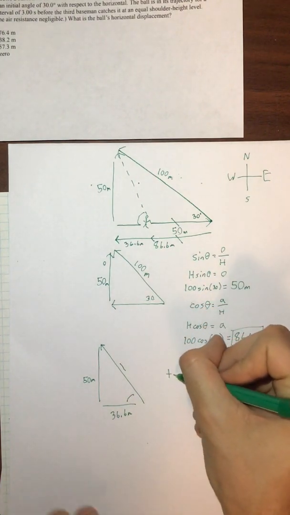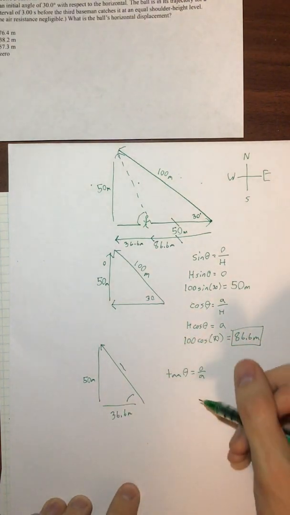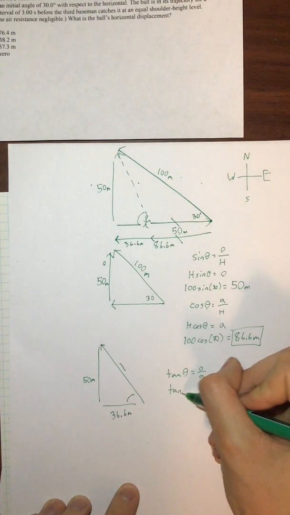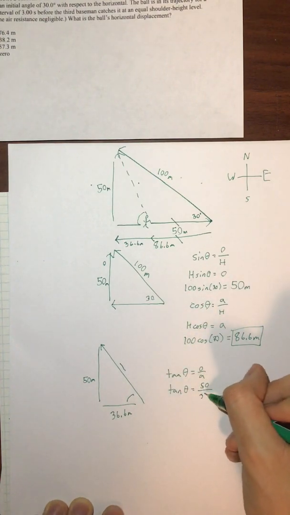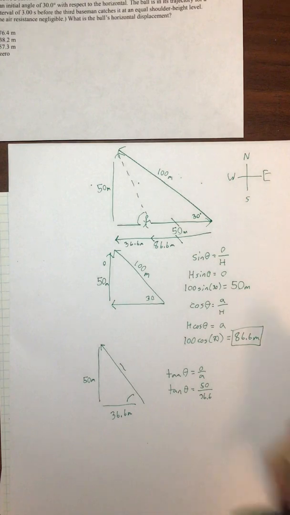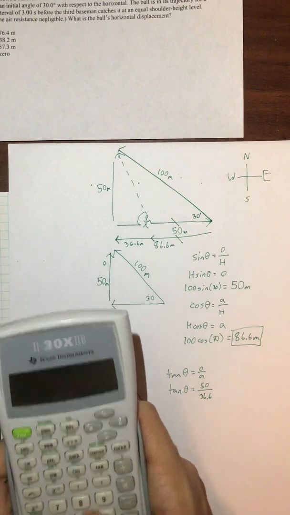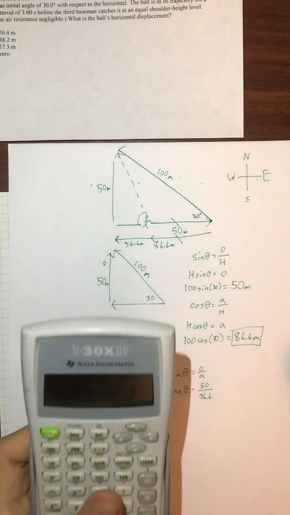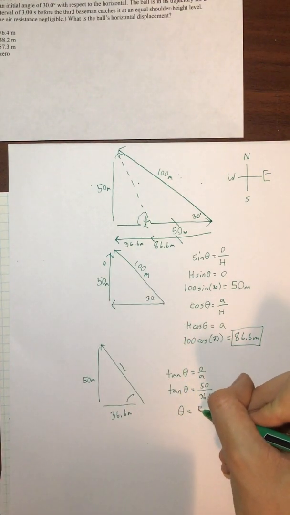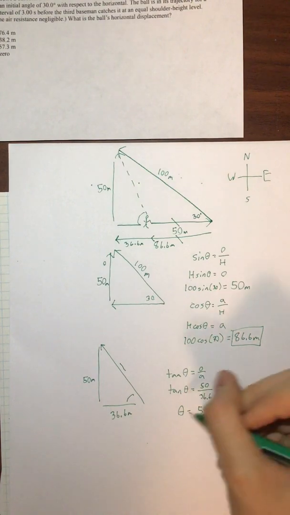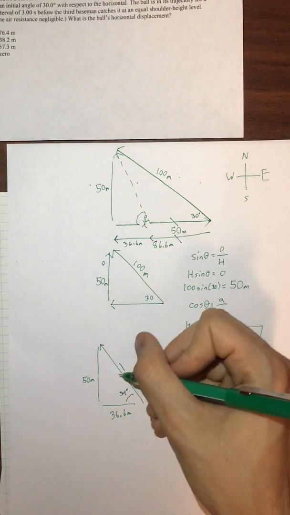So I'm going to take tangent of theta in order to get the angle. Tangent of the angle is going to be equal to the opposite side of the angle, which is 50, divided by the adjacent side, which is 36.6. All right, and so I take the inverse tangent, so I will press second tangent of 50 divided by 36.6. That'll give me 54.25. So the angle that I'm looking for is 54.25 degrees. So that's the angle. And now I just need to find this side.